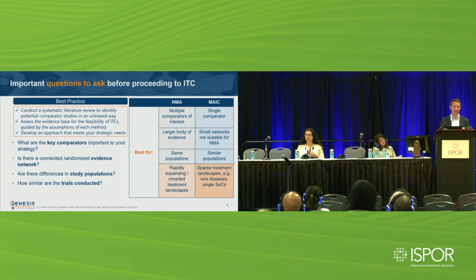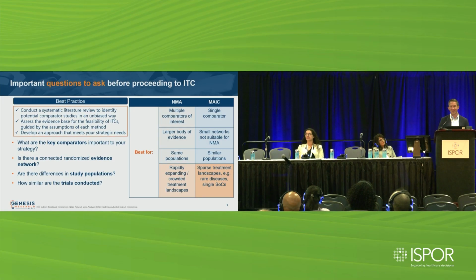So when we move forward, we always should be thinking about what are our key comparators, what's important to our strategy, what does that body of evidence look like, and how is it connected, and what are the differences between what are the potential variations in those assumptions, and how would that impact what our conclusions are.